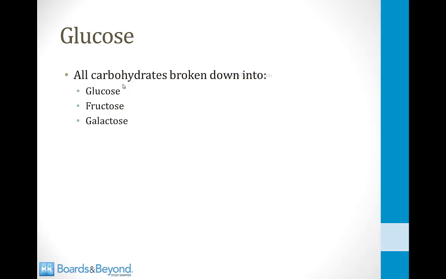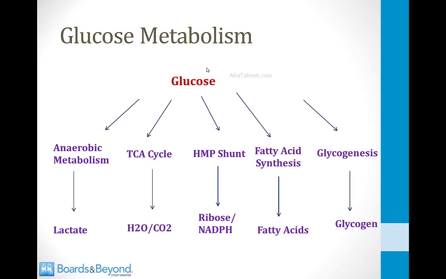So just to reiterate what I said before, all complex carbohydrates or disaccharides are broken down into either glucose, fructose, or galactose, and these are the energy sources for the body. We'll talk about fructose and galactose in another module, but glucose is far and away the most important carbohydrate to the body, and that's because it can be used for so many different things. And we're going to have separate modules on all the ways the body uses glucose.